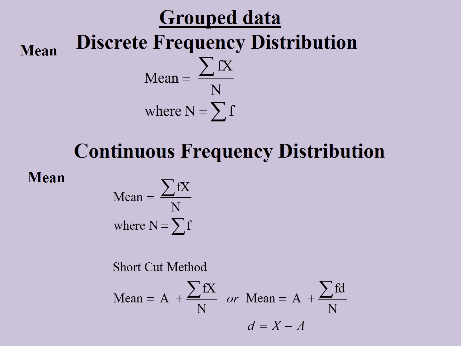Mean is equal to the assumed value A plus summation of fd divided by n, where d stands for the particular observation minus the assumed value. So let's understand with the help of examples.